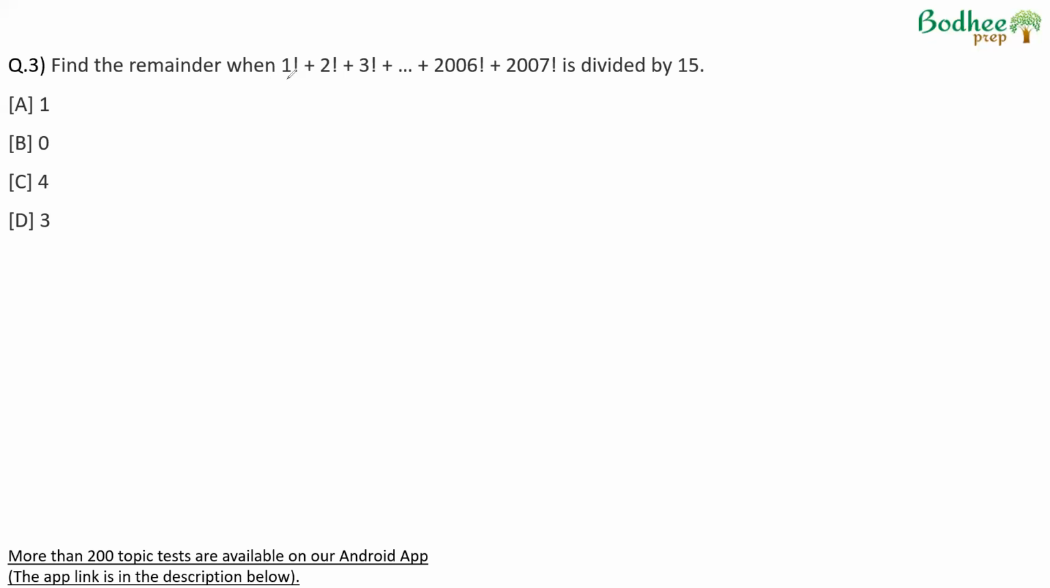What is the remainder on 1 factorial plus 2 factorial plus 3 factorial and so on till 207 factorial divided by 15? 1 factorial, 2 factorial, 3 factorial, 4 factorial. Beyond this point, 5 factorial is nothing but 1 into 2 into 3 into 4 into 5. As we can see, this is divisible by 15.